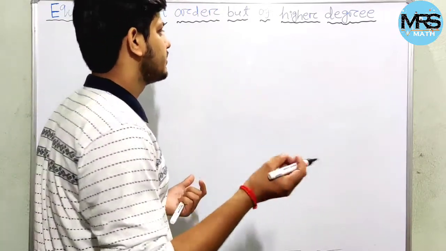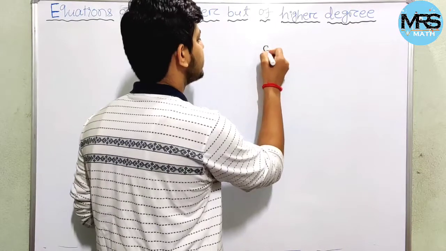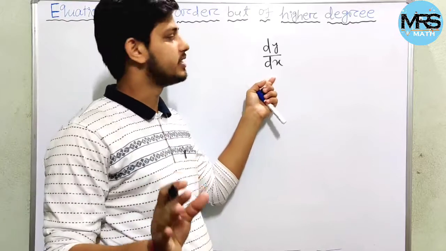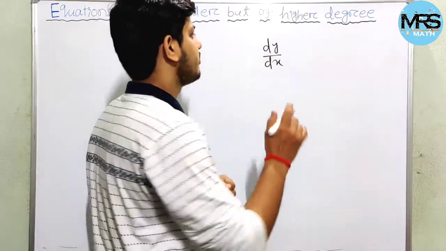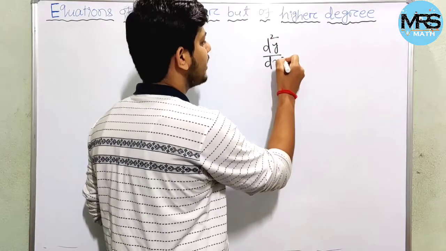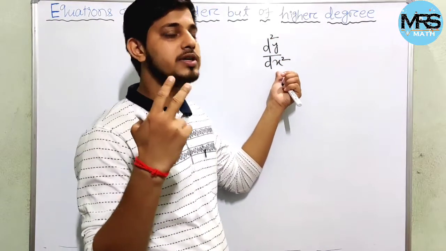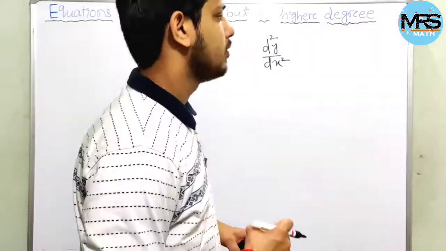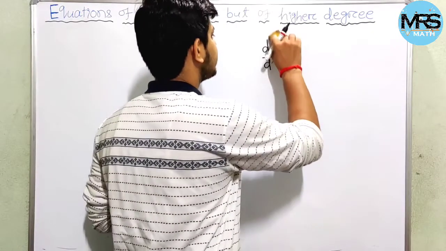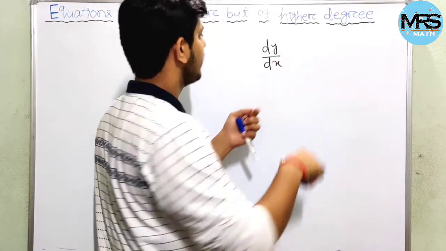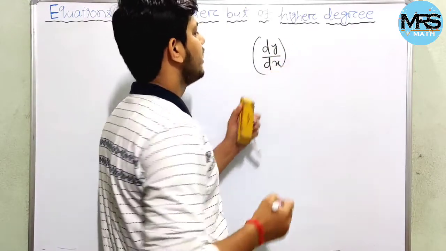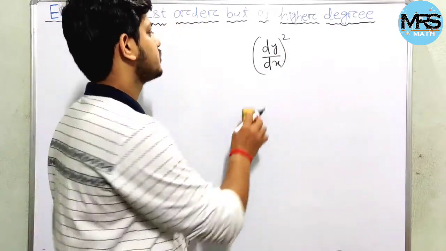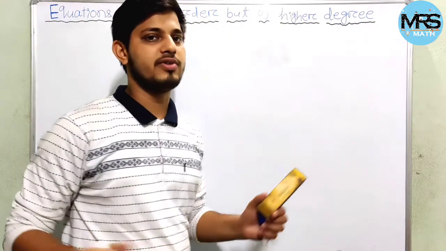I have already said this, but for your convenience: if the differential equation involves dy by dx, that means it is first order. If it involves d2y by dx2, it is of second order. But we are not going to discuss second order; we are going to discuss first order, of higher degree, that means it may involve powers 2, 3 and so on. So this is about the order and degree of differential equations.